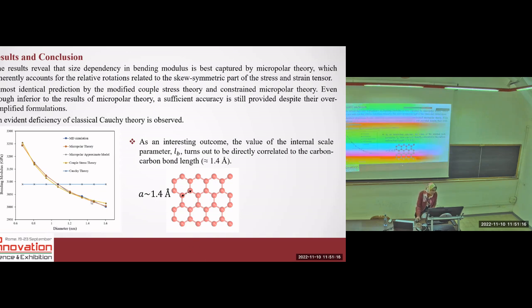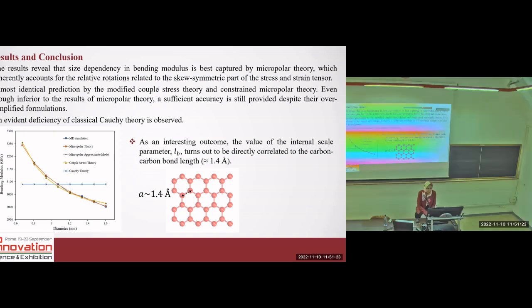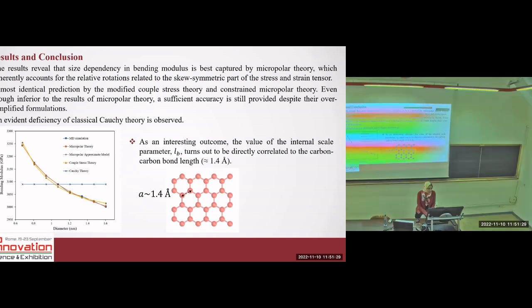Yes, actually, you're completely right. Razi, please, can you repeat the question? We cannot listen. One of the participants asked what the value of the diameter is at which the curve should tend to be flat and equal. We should approach an equal bending modulus that doesn't change with the diameter.